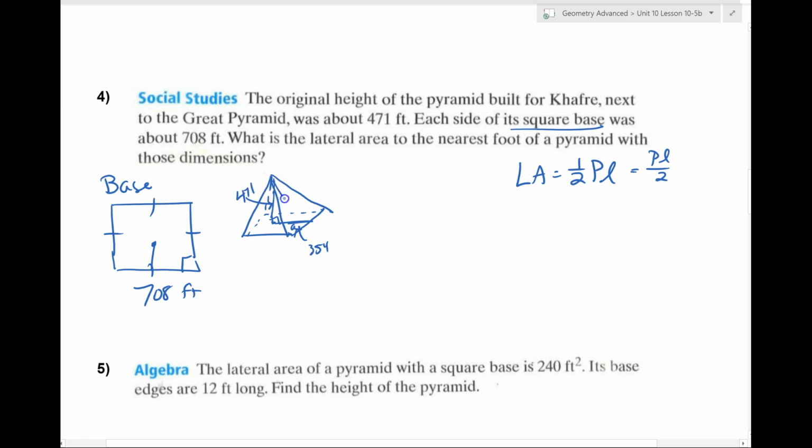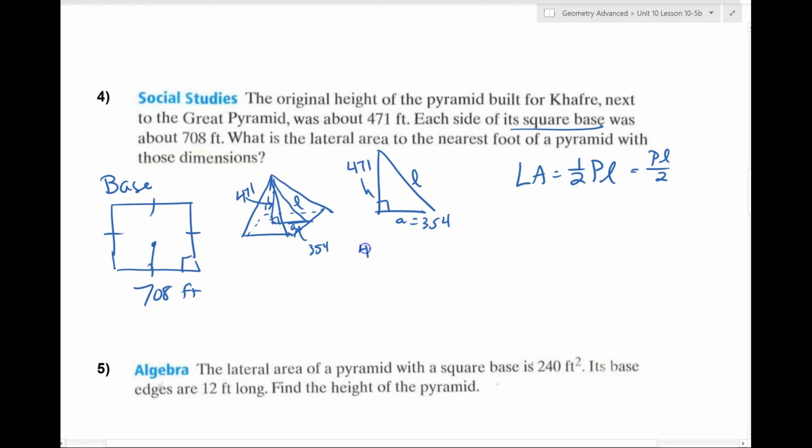Now, why do I need to know that? Well, if you remember, the height, your apothem, and your slant height all make what type of triangle? That's right, a right triangle. And we know the sides. So here's 354. The height is 471. My friends, if I know 2 sides of a right triangle and I'm looking for the missing third side, what process do we use? That's right, the Pythagorean Theorem.